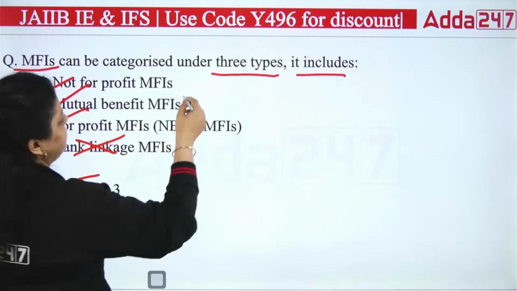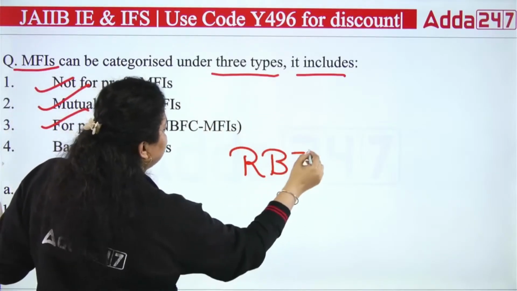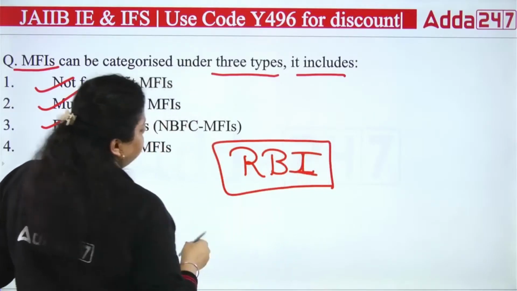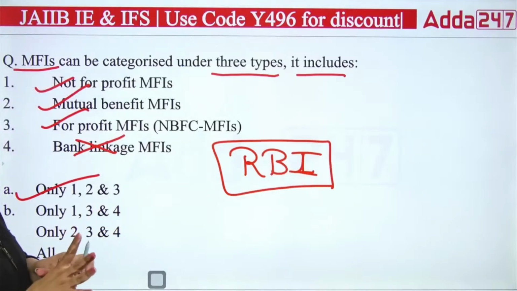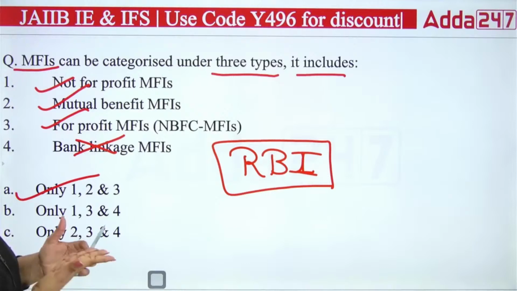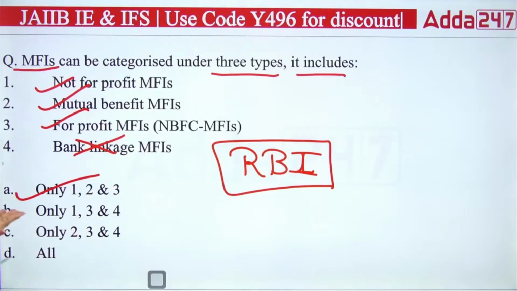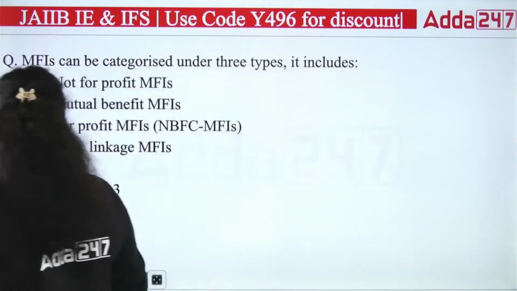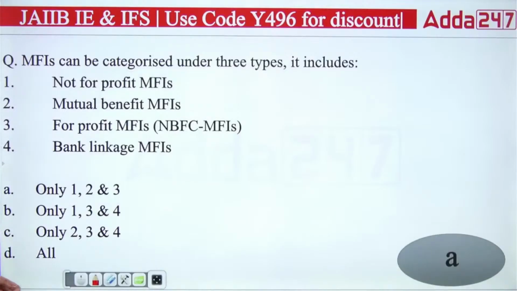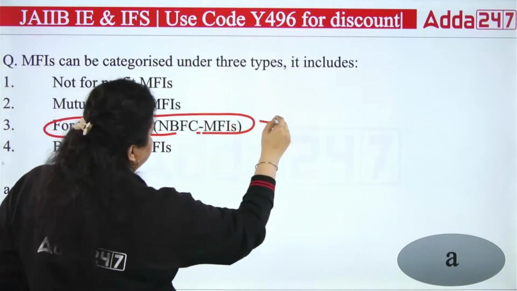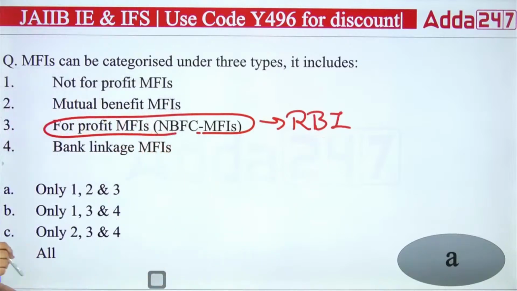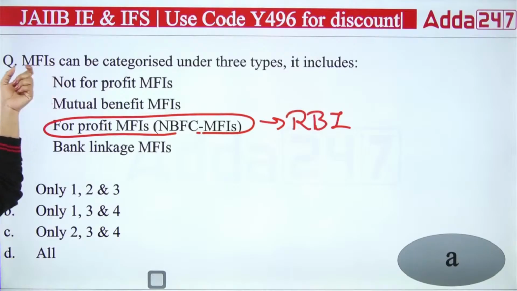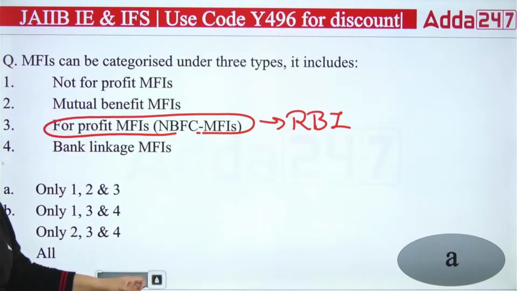Okay, acha, out of these three types of microfinance institution, which of the following microfinance institution is actually regulated by RBI? Which of the following actually comes under the regulation of RBI? Is it not for profit? Is it mutual benefit? Is it for profit? So right answer is A. First, second and third are the types, not the fourth one. And let me know which of the following is under the regulation of RBI. Very good. For profit microfinance institutions come under the regulation of Reserve Bank of India. Out of for profit, mutual benefit and not for profit, for profit microfinance institutions come under the regulation of RBI.